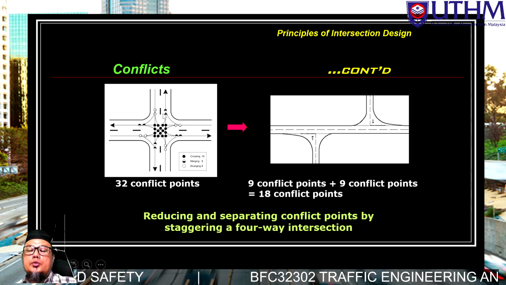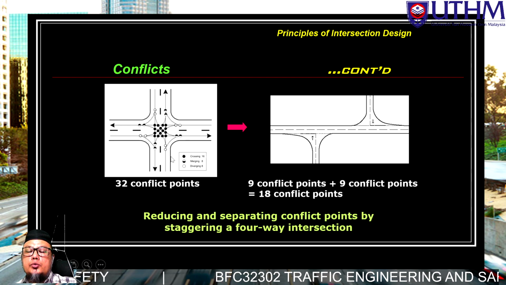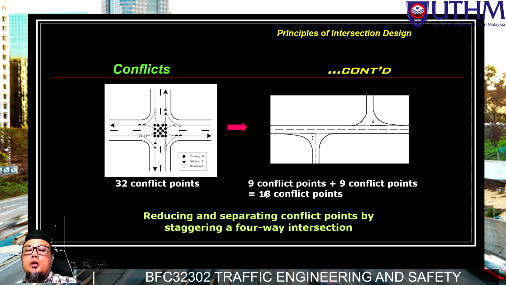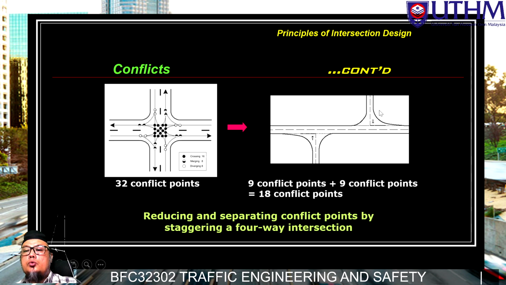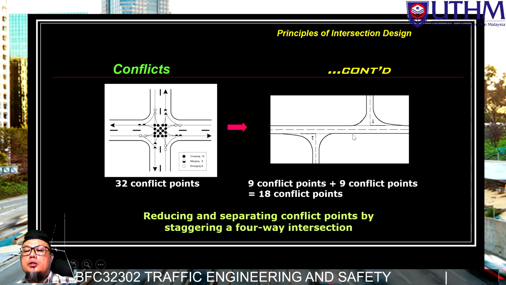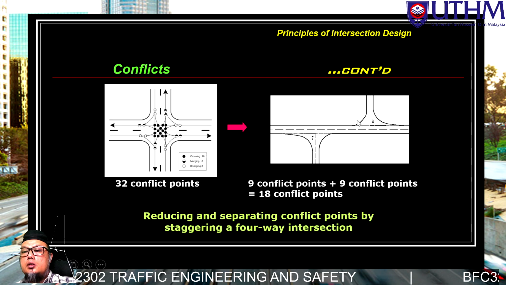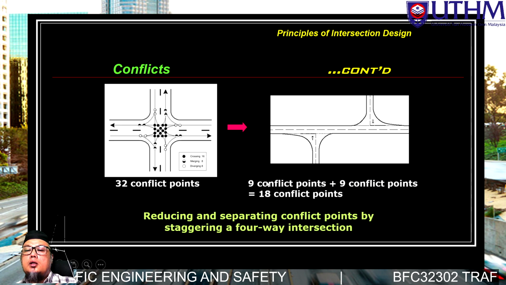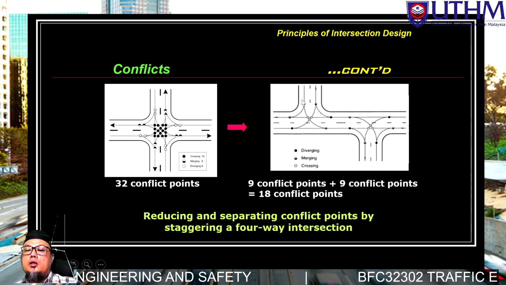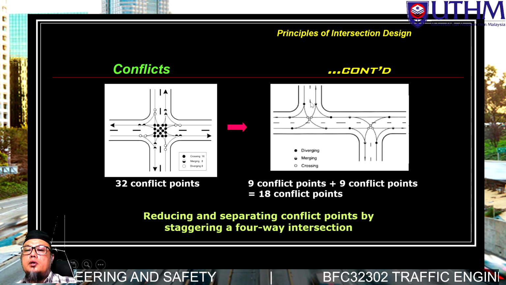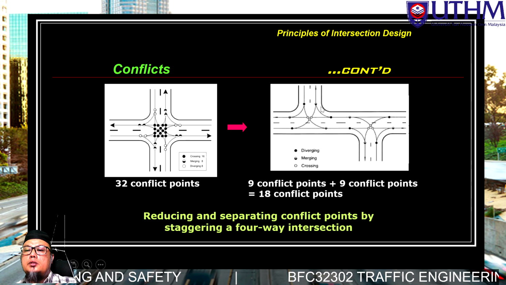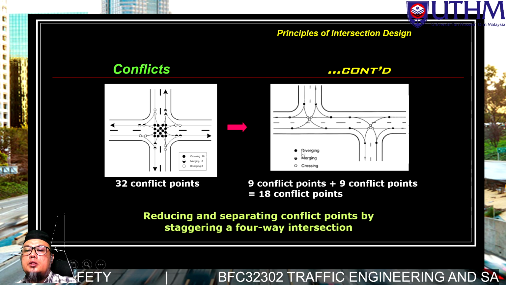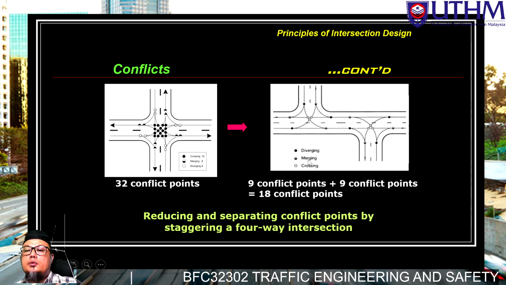Okay, we can reduce this total of 32 conflict points to 18 only. How to do it? We just stagger this intersection. So we stagger it away, maybe 10 to 20 meters. Okay, now we create only 9 conflicts at one intersection compared to this one, which is I think 6 for diverging, 6 for merging, and 6 for crossing.